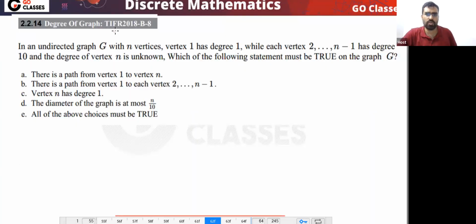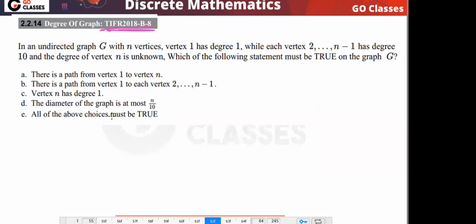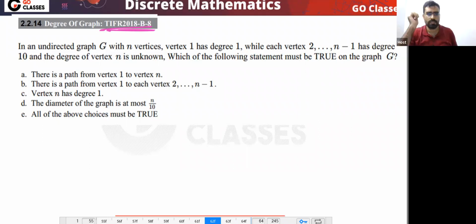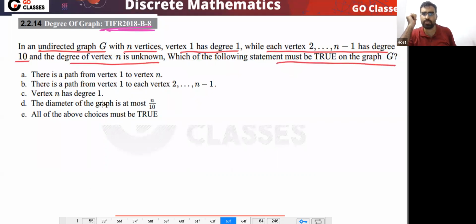Now this is your TIFR 2018 question. What will be the answer? You have an undirected graph G with n vertices. Vertex 1 has degree 1, each vertex 2 to n minus 1 has degree 10, and the degree of vertex n is unknown. Which of the following statements must be true?